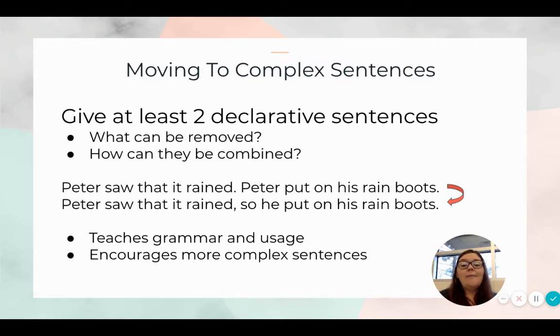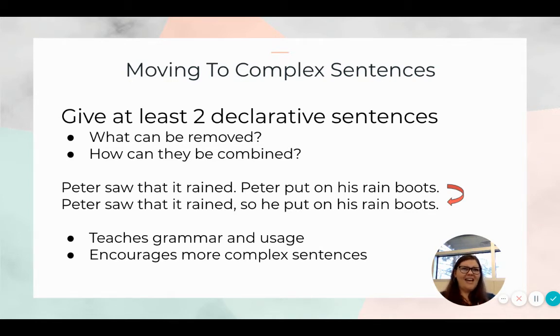So this teaches grammar and usage, and it encourages our students to use more complex sentences. I know you're tired of seeing those little baby sentences in your students' compositions. You want them to create these more complex sentences that show our students have a more complex understanding of what they've read and the topic that they're writing about. They can't do this if we don't practice this with them.